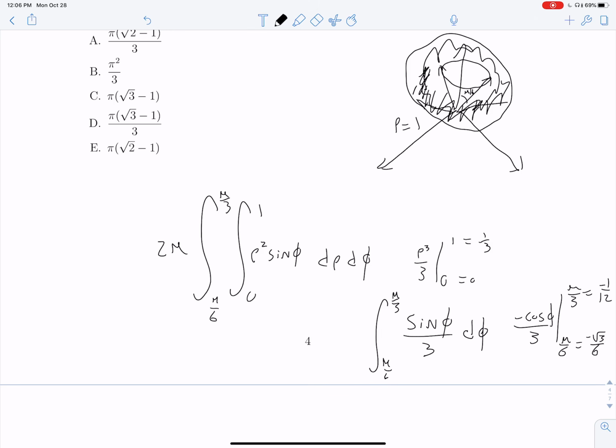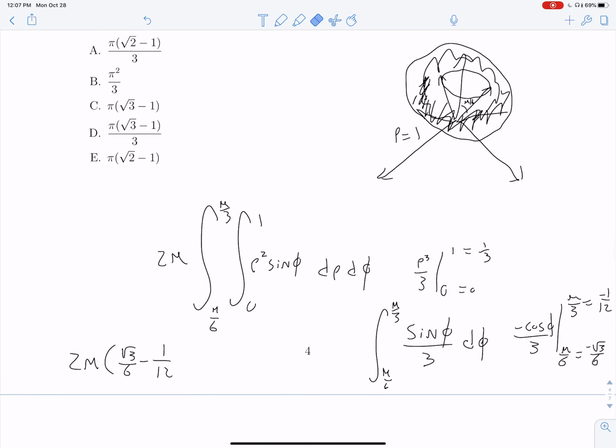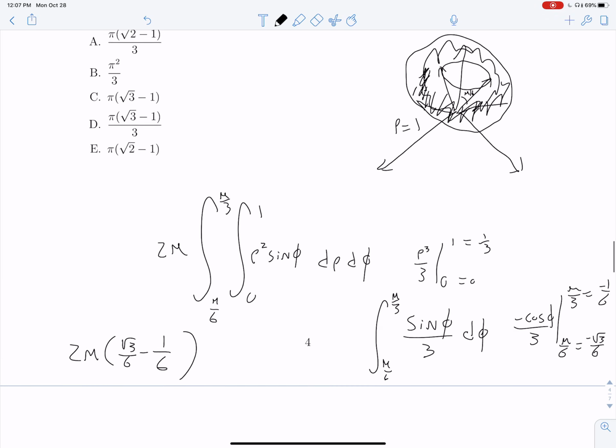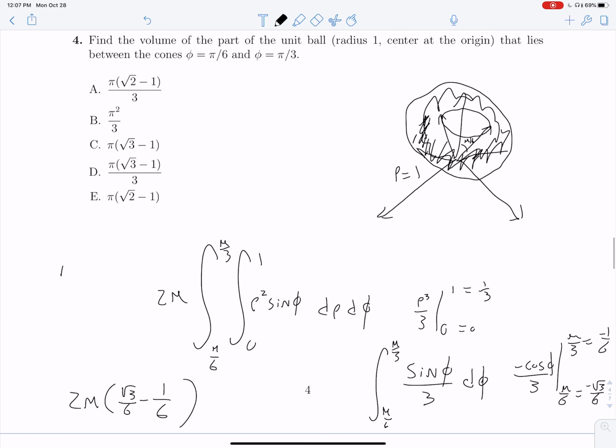We're multiplying by 2 pi, so we can set this up as 2 pi times root 3 over 6 minus 1 over 12. I did something wrong. This is not 1/12. This is 1/6. I did my basic algebra wrong in there. Sorry about that. And we can just factor out a 6 to get pi over 3 times root 3 minus 1, which is what they have right here.